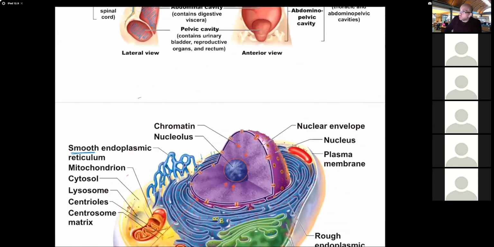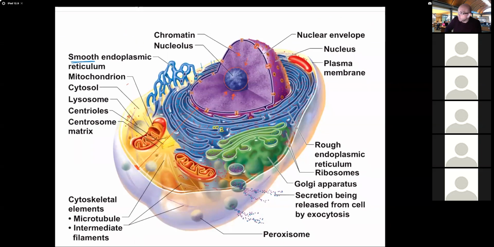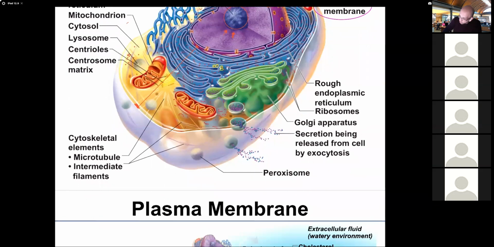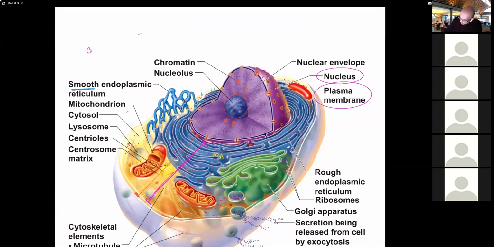All right, so moving on to the cellular structure. The cell has three main components. Any eukaryotic cell has three main components: the plasma membrane, the nucleus, which will be the control center of the cell, and all the remaining parts located between the plasma membrane and the nucleus, which we call the cytoplasm. So again, what are the three main components of any eukaryotic cell? The plasma membrane, the nucleus, and the cytoplasm.